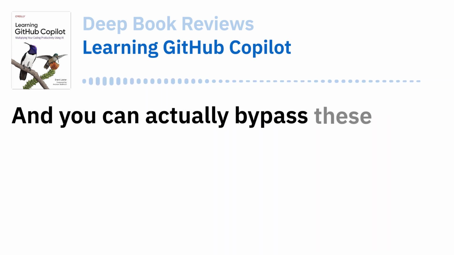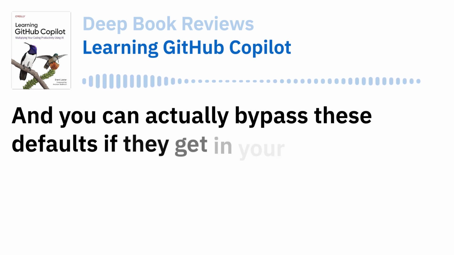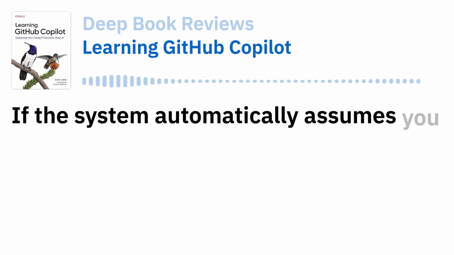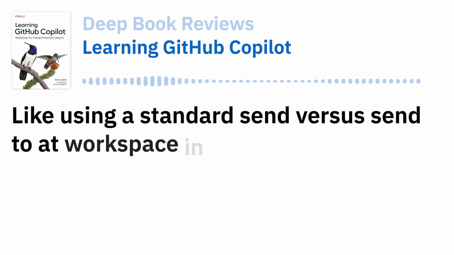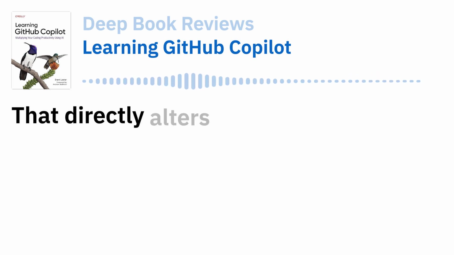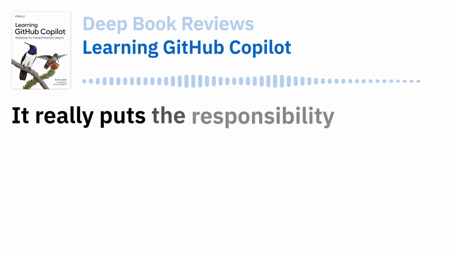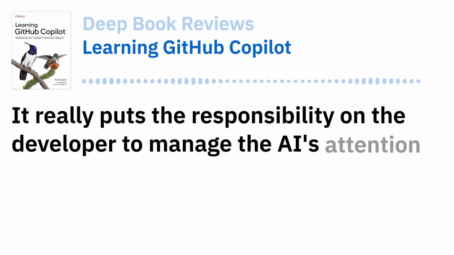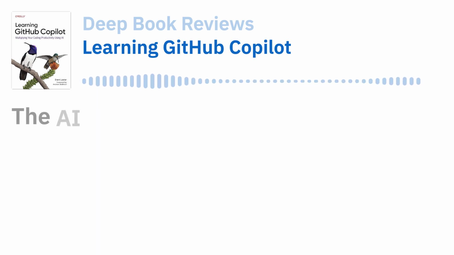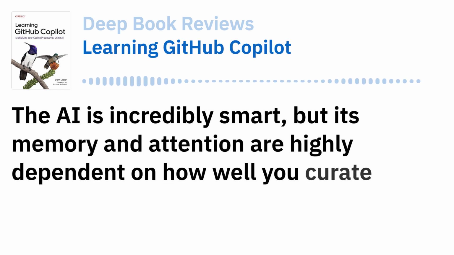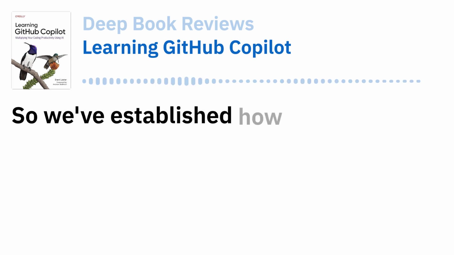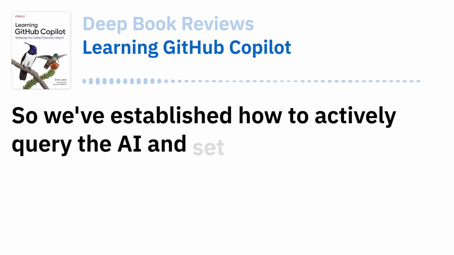And you can actually bypass these defaults if they get in your way, right? Like if the system automatically assumes you want to talk to a workspace but gets it wrong, you can use the rerun without feature, or you can just change your submission behavior, like using a standard send versus send to @workspace in the interface. Right. That directly alters how the query is resolved. It really puts the responsibility on the developer to manage the AI's attention span. Which is such a crucial skill now. The AI is incredibly smart, but its memory and attention are highly dependent on how well you curate its context window. Yeah. Okay, so we've established how to actively query the AI and set its scope.